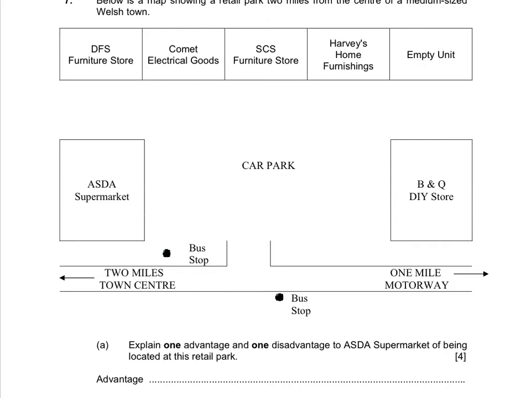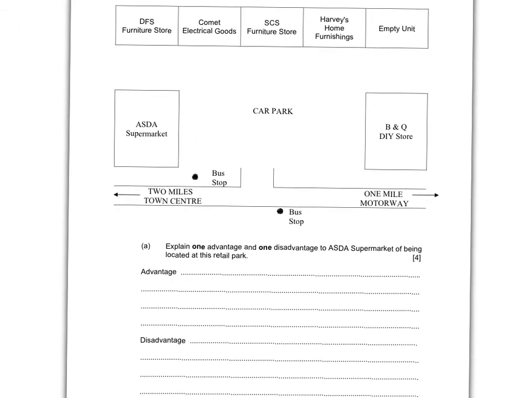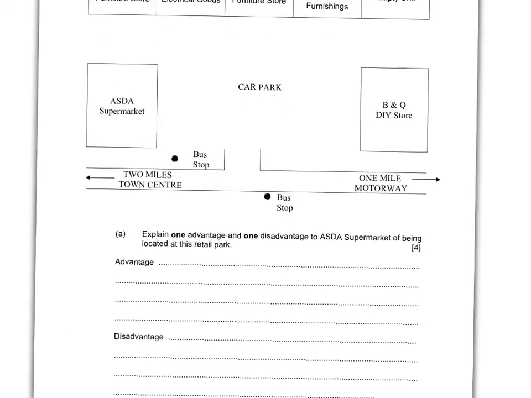One advantage and one disadvantage to Asda supermarket of being located at this retail park. Okay, so let's think, what could be good about Asda being located in this retail park? If you just said there's lots of parking, how many marks are you going to get? You can get 1, right? So instead you'd go, one advantage, so for example, say if I did it as parking, I'll actually write this properly for you.